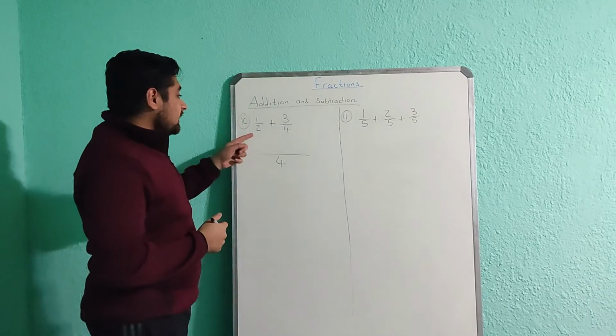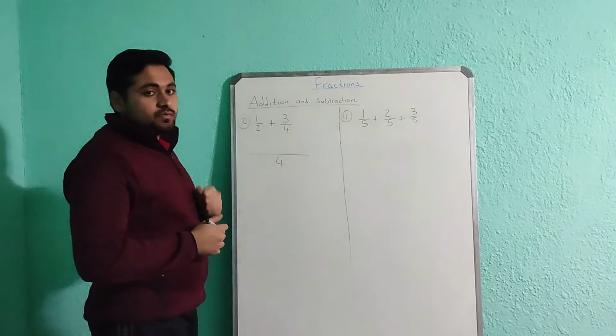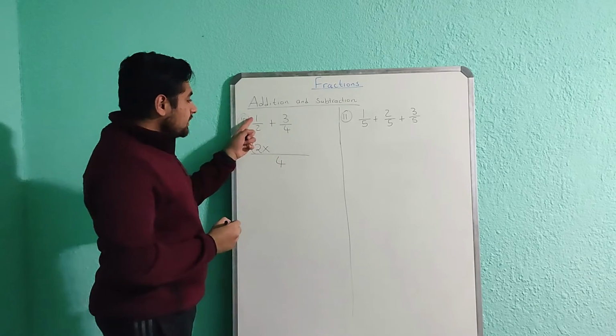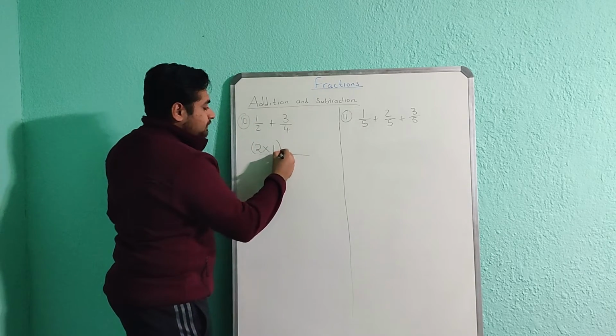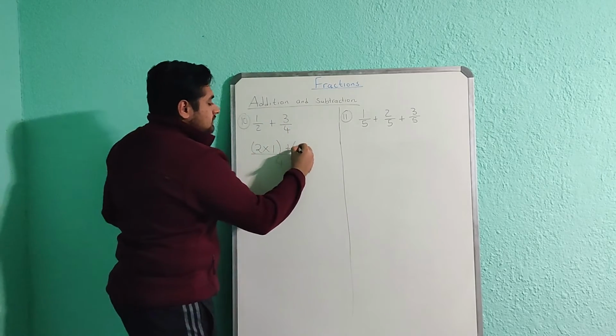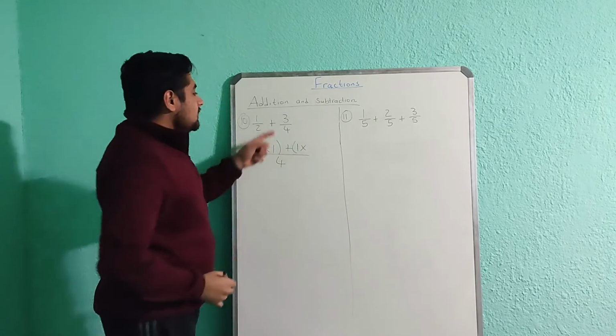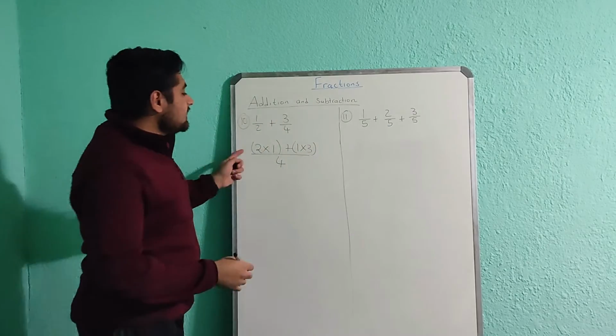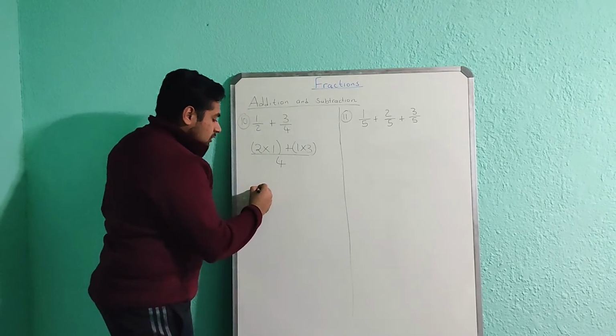The next step, we ask ourselves, how many times does 2 go into 4? It goes twice. Times, what is the numerator of the first fraction? 1. Plus, how many times does 4 go into 4? That is once. Times, what is the numerator of the second fraction? 3.